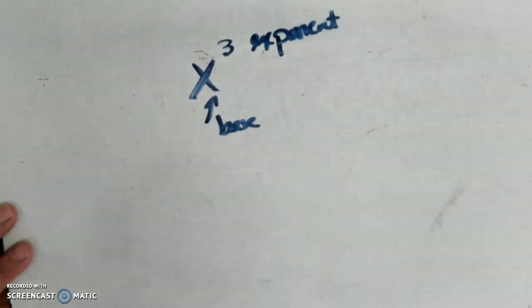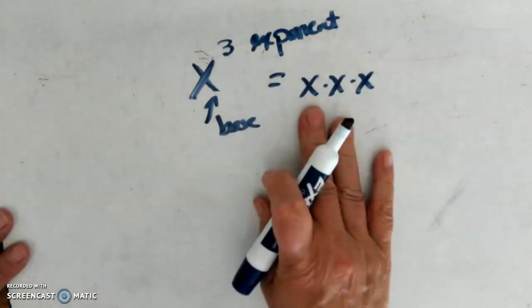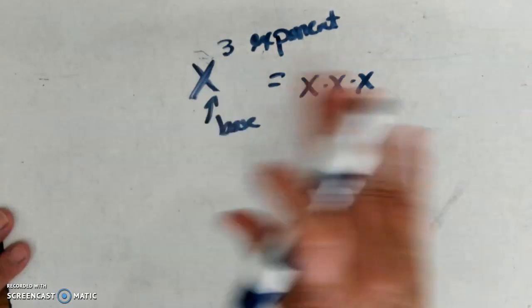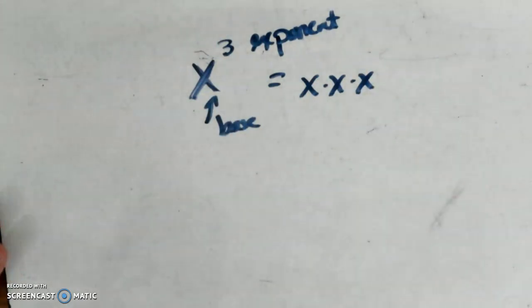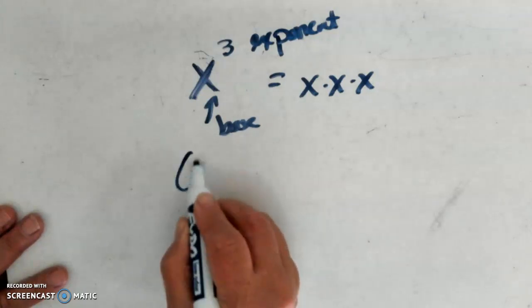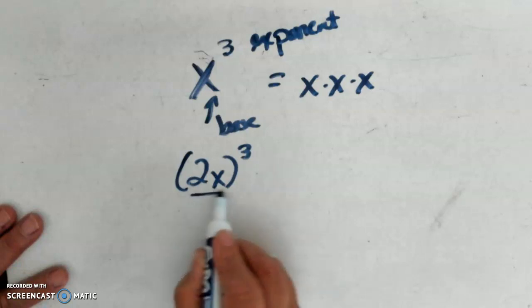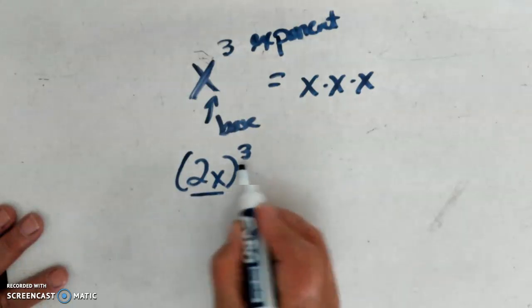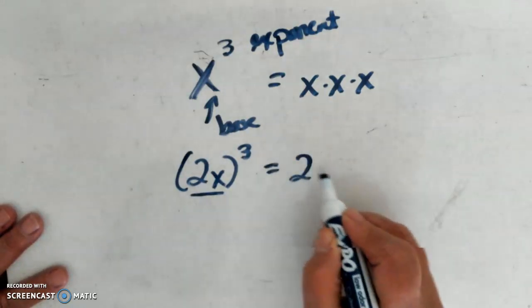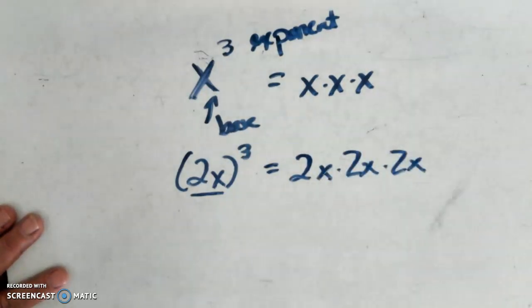That's the number of times that you multiply something. So this is the same as x times x times x, x being your base. The exponent tells me how many times to multiply by itself. One of the things that I've seen confusion about: if I have something like 2x to the third power, in this case 2x is your base and 3 is your exponent. This is the same as 2x times 2x times 2x.